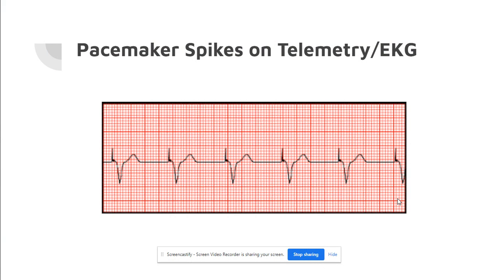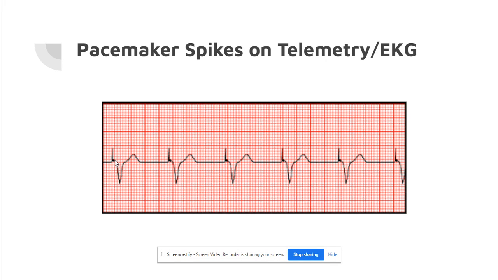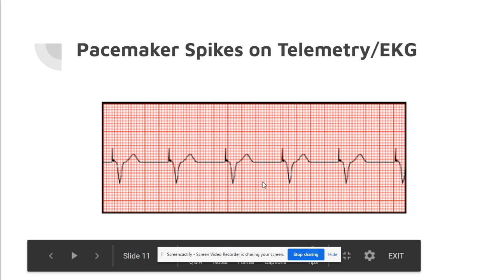How would you know if a patient has a pacemaker? Let's say they come in, they're unconscious, and you have no idea. Hook them up to some telemetry or an EKG, and you're going to see these pacemaker spikes. You might see 2 for every rhythm if they have atrial and ventricular pacemaker.